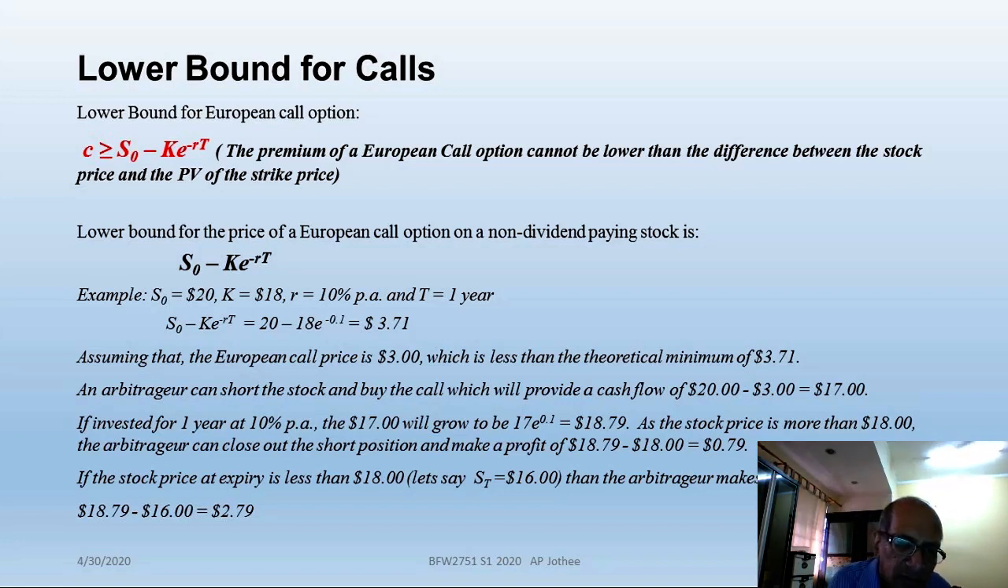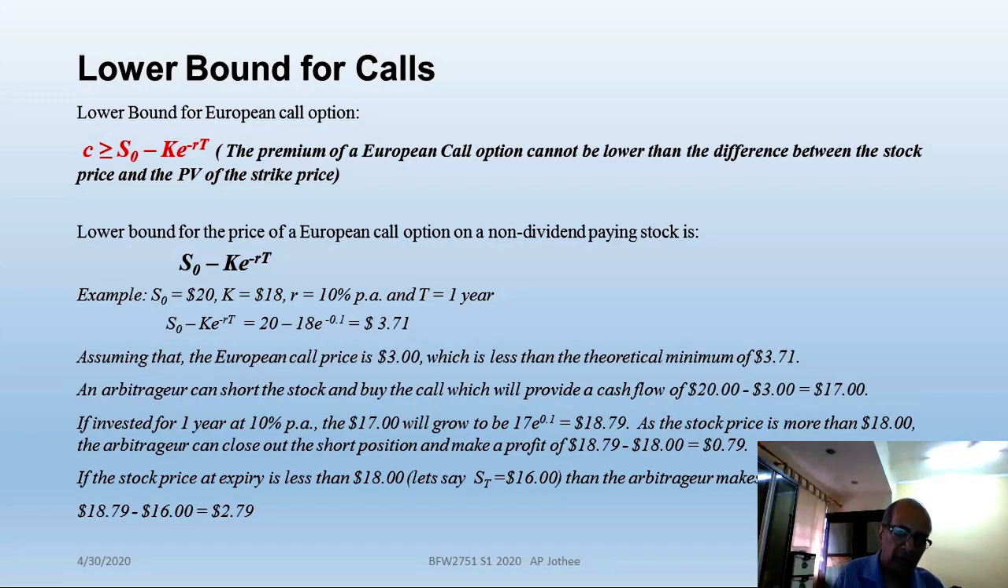18.79 minus $18. Okay, strike is 18, right? So you'll get about 79 cents. If the stock price at expiry becomes lesser than $18, that is ST becomes lower than K, let's say $16, then the arbitrager makes more money. That is 18.79 minus 16, because you're closing up by buying back the short position. So you're buying it at an even lower price. So you make 2.79. This is how the arbitrage works. But if the premium does not go below the lower bound, then there's no arbitrage possibility.